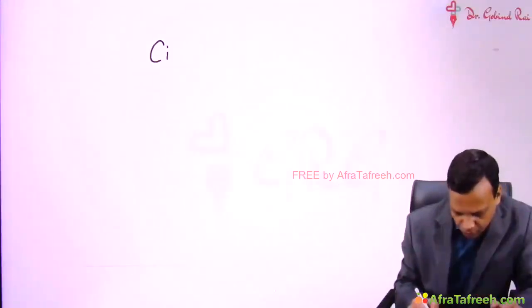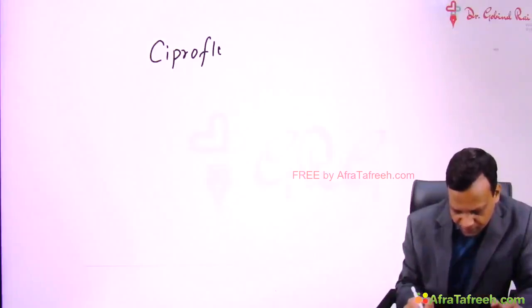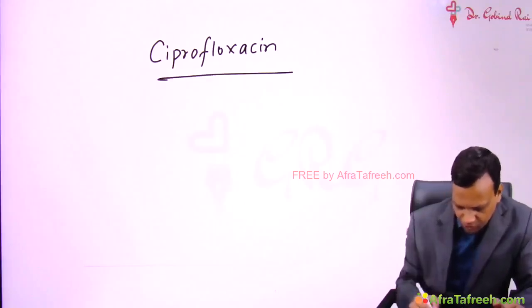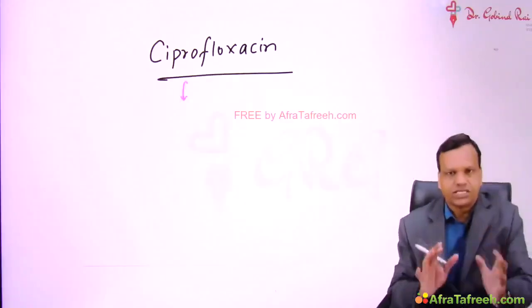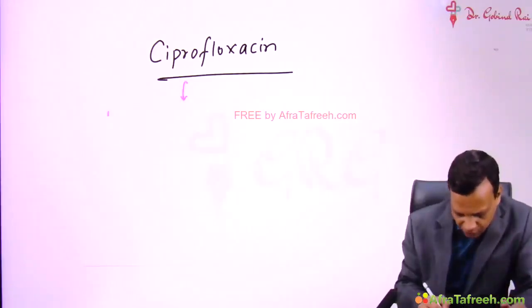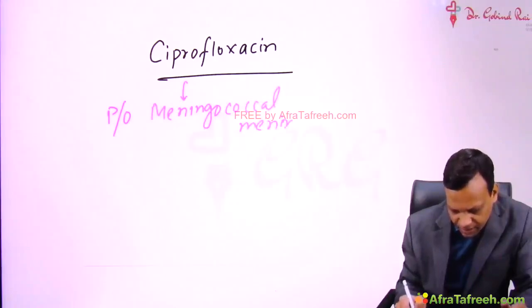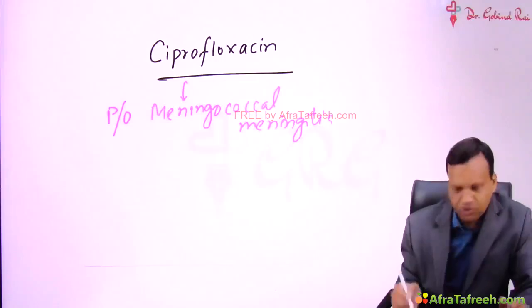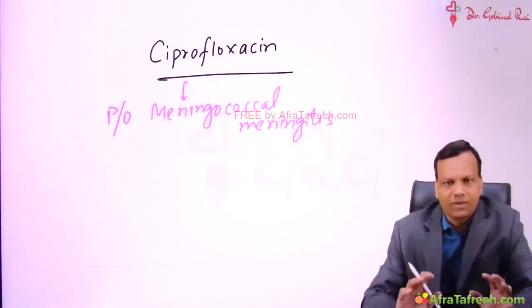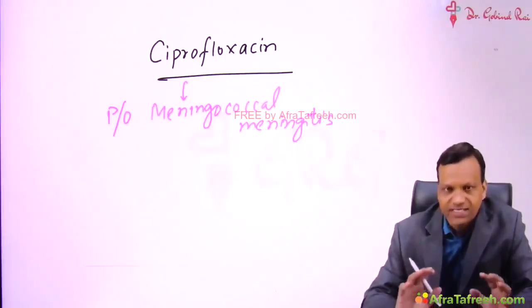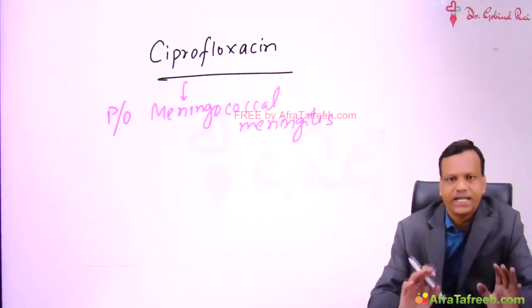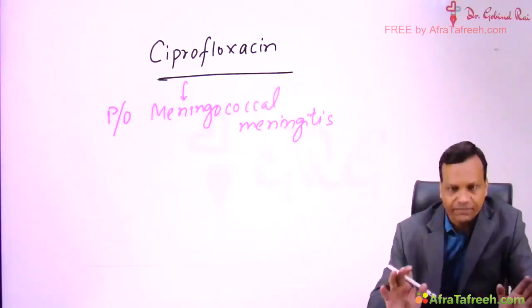The other fluoroquinolone is ciprofloxacin. The special point to remember about ciprofloxacin is that it has now become the drug of choice for prophylaxis of meningococcal meningitis. We discussed this already in the meningitis section. Ciprofloxacin is a drug of choice for meningococcal meningitis prophylaxis now, but it is contraindicated in pregnancy and children.